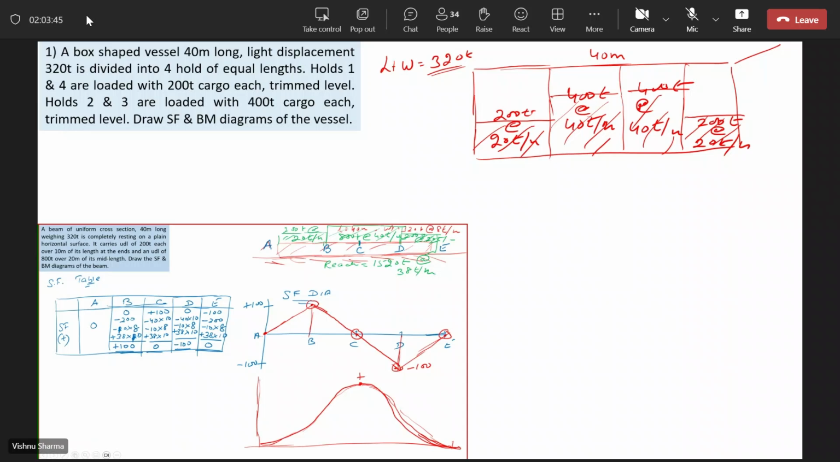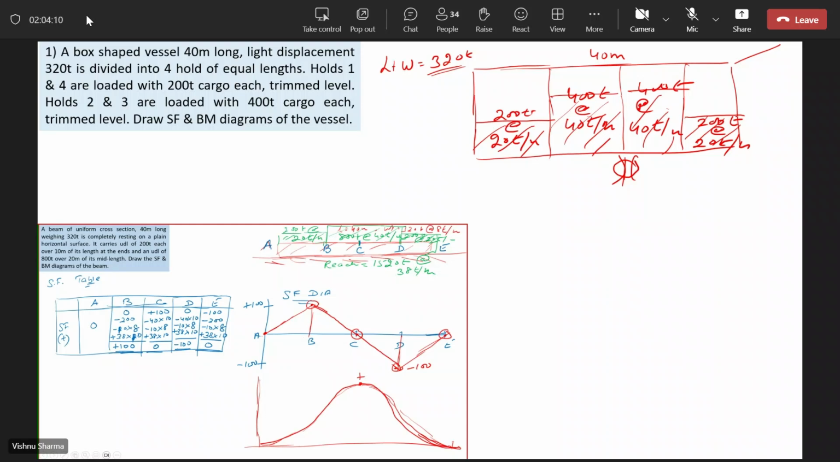Is that clear? Yes, sir. Now, guys, if 320 tons light displacement is uniformly distributed, and here is the midship, light displacement on both sides of midship is uniformly distributed. Cargo weight on both sides of midship is exactly symmetrical, a mirror image. Your 400, 400, 200, 200.